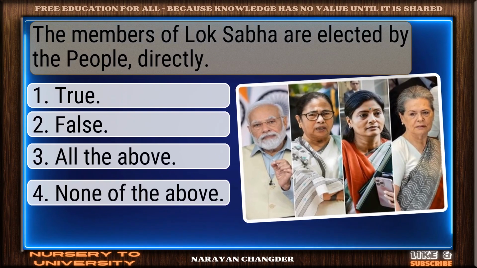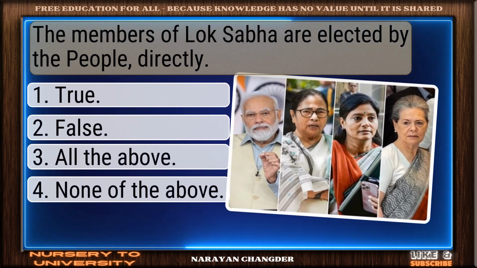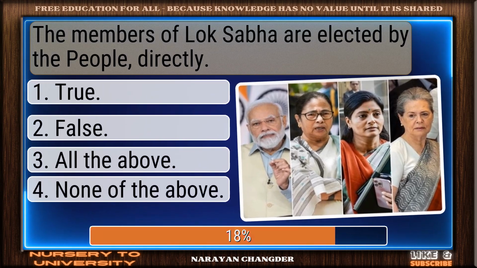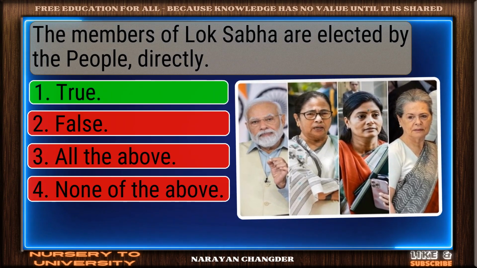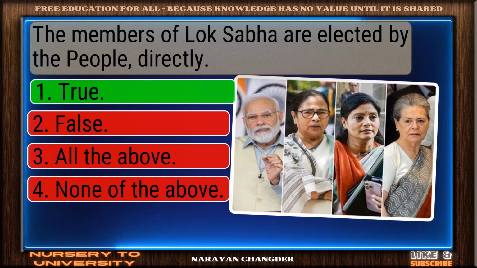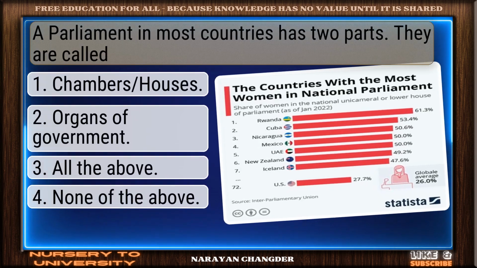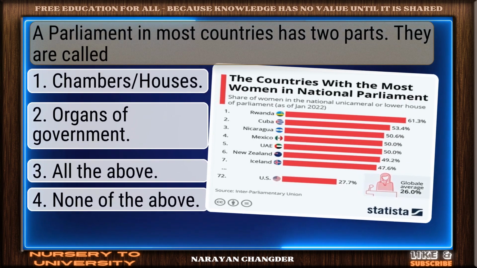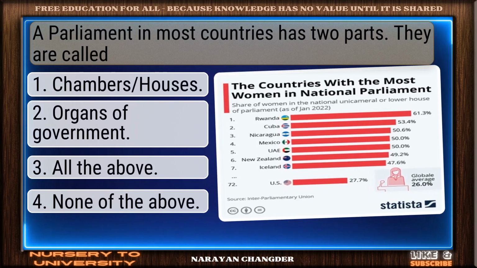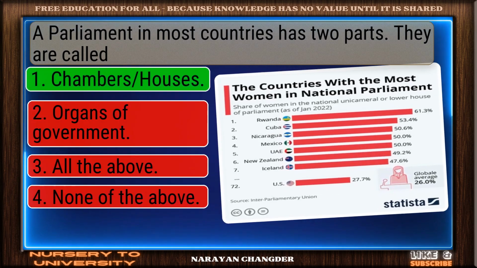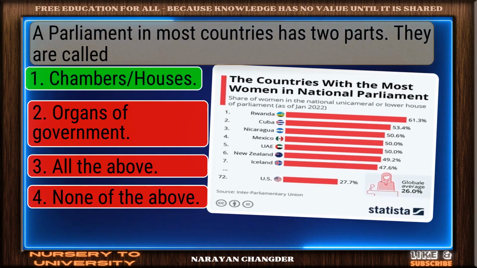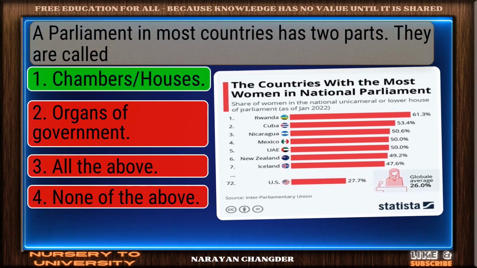Question number 80. The members of Lok Sabha are elected by the people directly. Clear logic. Your choice true is sound and 100% true. Question number 81. A parliament in most countries has two parts. They are called. Well reasoned. Chambers houses is the correct choice.